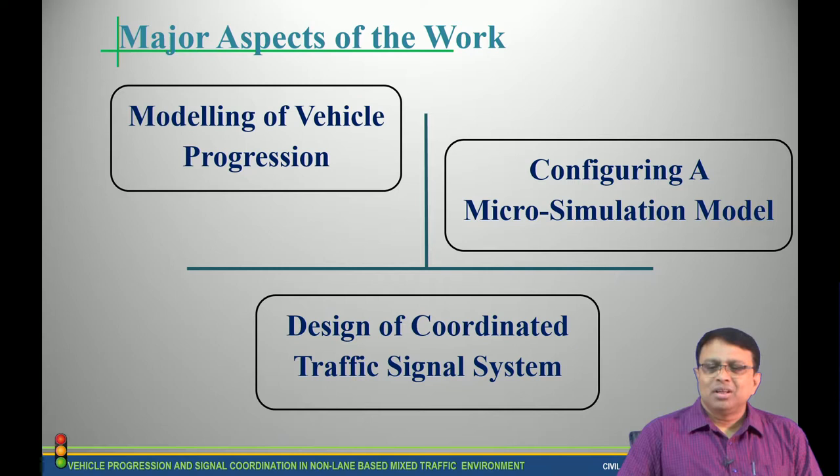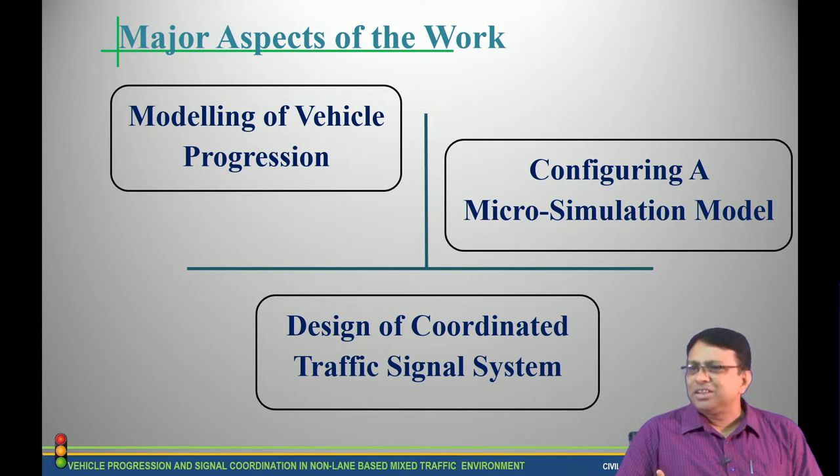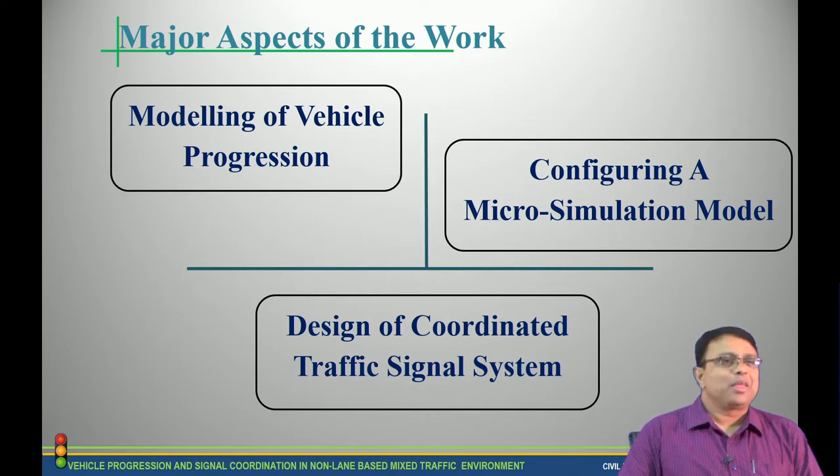Then, with that basic understanding, you come to the development of a micro simulation model, because that's the tool which you can use to do the evaluation, to do the test, to do some kind of experiment, to see how different parameters are affecting, how you are expected to get benefit, and under what condition it may be beneficial. So, we had no other way but again to take help of micro simulation. And then comes the design part of it: how the design can happen for the coordinated signal system.